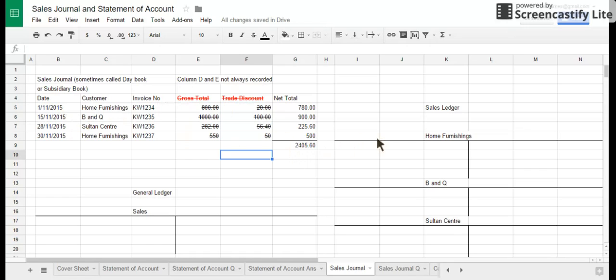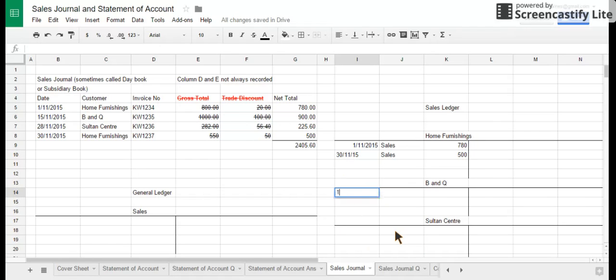We've got Home Furnishing, who made two purchases from this company. So we enter the sales on the debit side. The reason they go on the debit side is these are customers, and they are going to owe us money. The first is on the 15th for $780, and the other one was on the 30th for $500. And don't forget, we're putting in the net totals, not the gross totals. It's always the after-trade-discount figure that goes in.